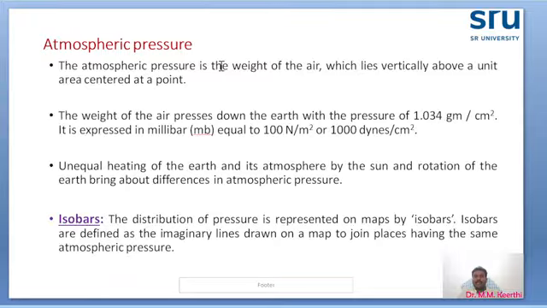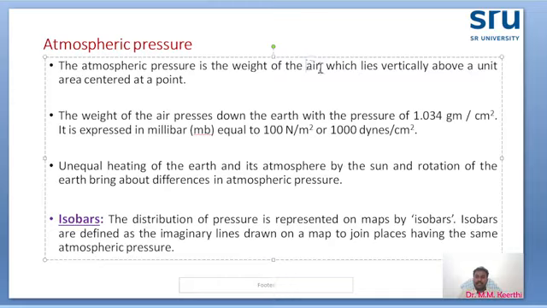Okay, here the atmospheric pressure is nothing but the weight of the air which lies vertically above a unit area centered at any point. Okay, so in atmospheric pressure, we are talking about isobars. An isobar is nothing but imaginary lines drawn on the map wherever the same atmospheric pressure is there. So if in one place the atmospheric pressure is less, and another place also has the same amount of pressure, wherever the pressure level is the same, we connect them using imaginary lines, and that is called isobars.